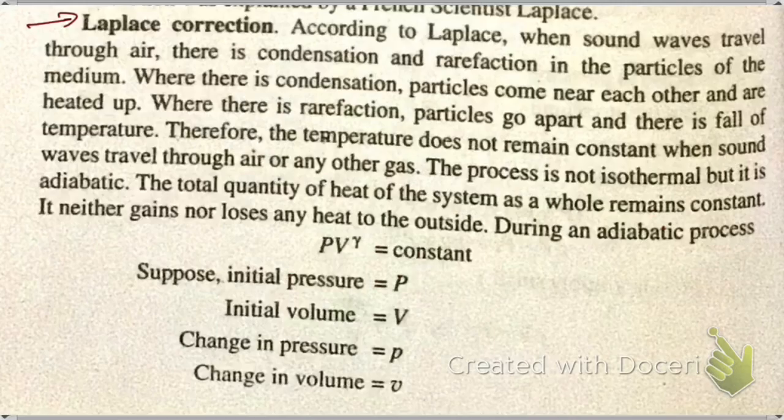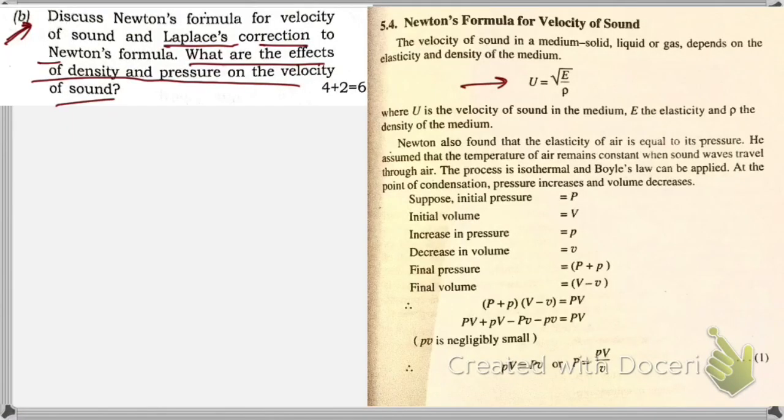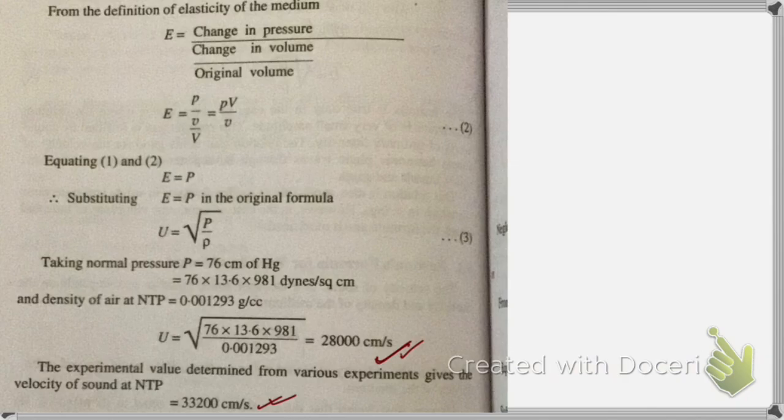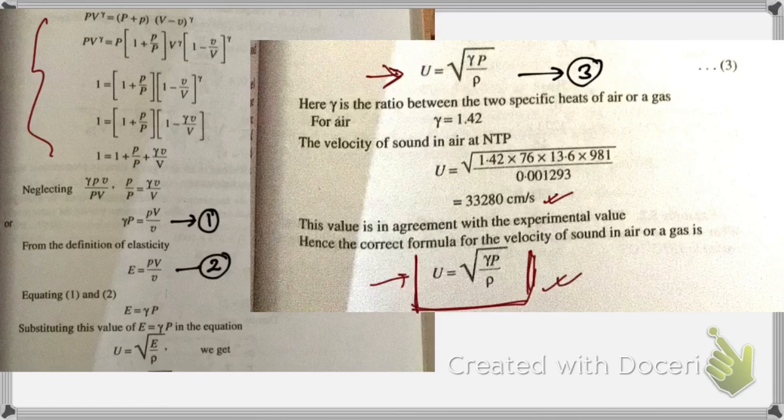So now let me tell you what correction Laplace made to Newton's formula. In case of Newton, he assumed that the temperature remains constant during the propagation of sound. But according to Laplace, there is a condensation. Particles come near to each other and heat up, so there will be a change in temperature, and because of that this expression changed, right? So that's all about the correction.